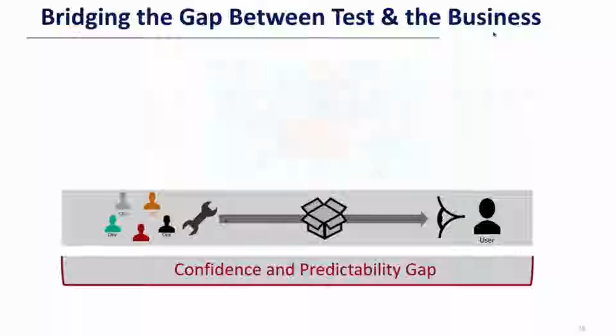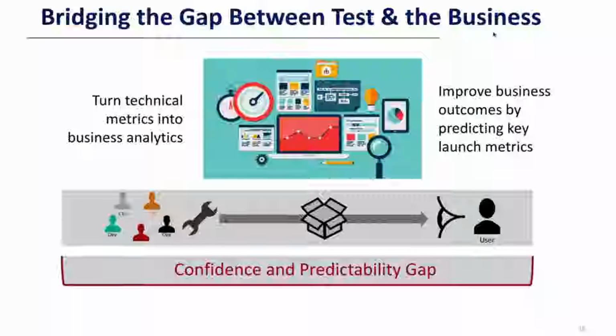And so on. So the idea here is the testing cycle and our digital automation intelligence process we've talked about. It collects a lot of technical metrics, but can you turn those technical metrics into predictive analytics to improve the business outcomes by predicting key launch metrics? Can you predict, for example, if you made these changes, you could increase your revenue by $1 million a week?